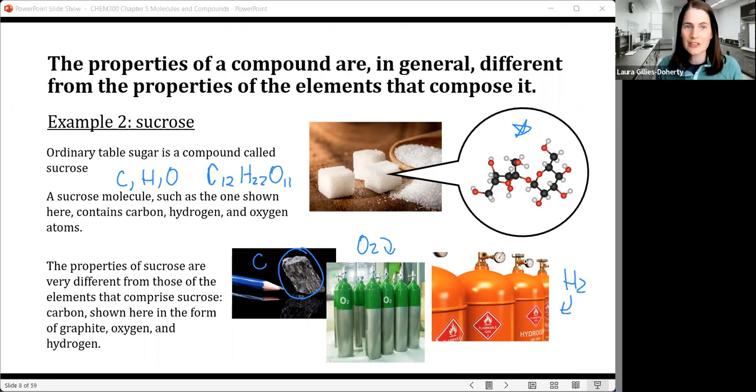So again, the properties of a compound are very different from the properties of the elements that compose it, because when things chemically combine, it's changing their electron configurations, they're getting to a more stable state, and so the properties are going to change.